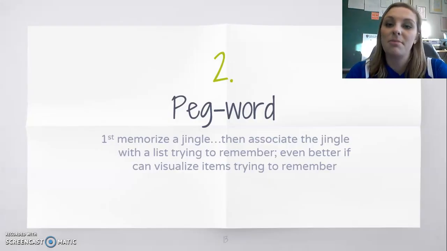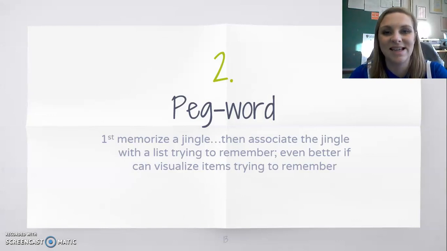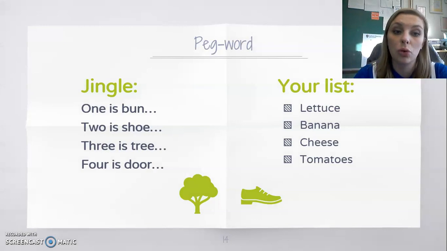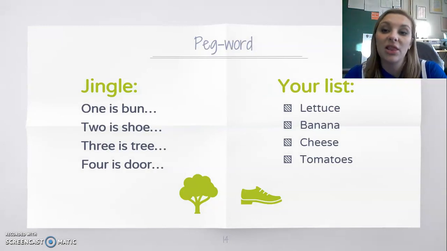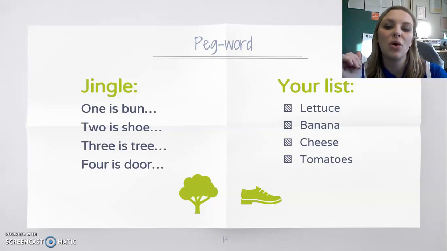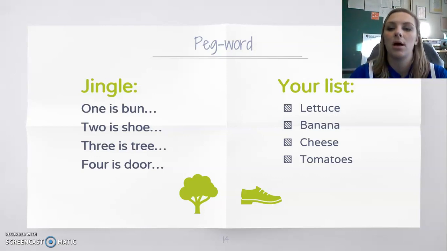The next method is called the peg word method. This is the idea that we memorize a jingle, okay? And then we associate the jingle with a list that we're trying to remember. It's even better if you can visualize the items. So for example, our jingle is 1 is bun, 2 is shoe, 3 is tree, 4 is door. And our list is lettuce, banana, cheese, tomatoes. So we would match those two things up. 1 is bun, lettuce, 2 is shoe, banana, 3 is tree, cheese, 4 is door, tomatoes, okay? Or you could make a different list, okay?